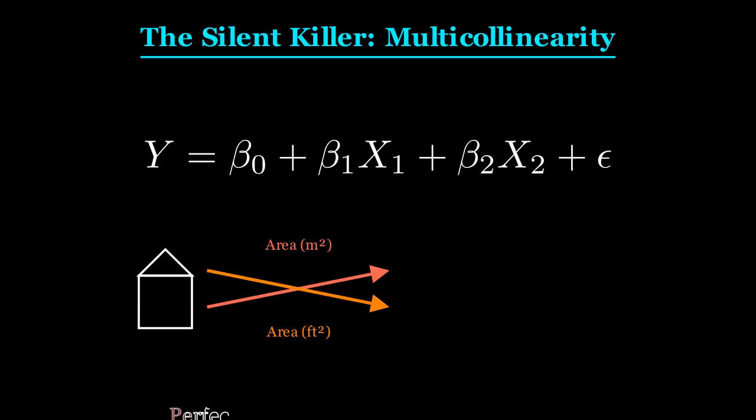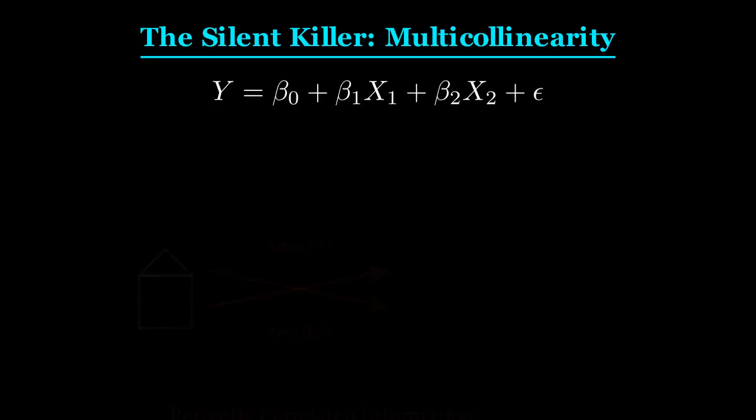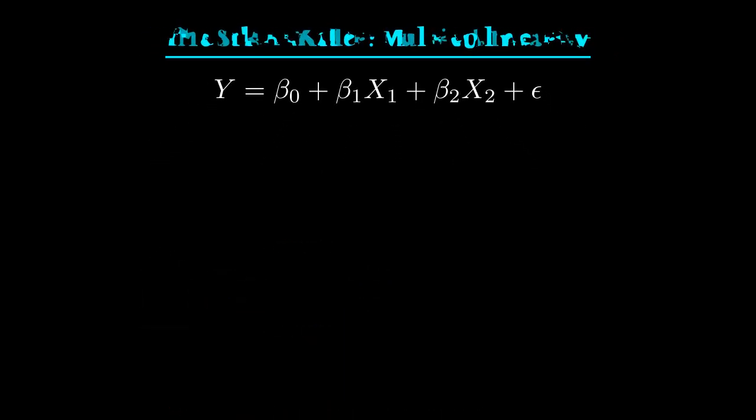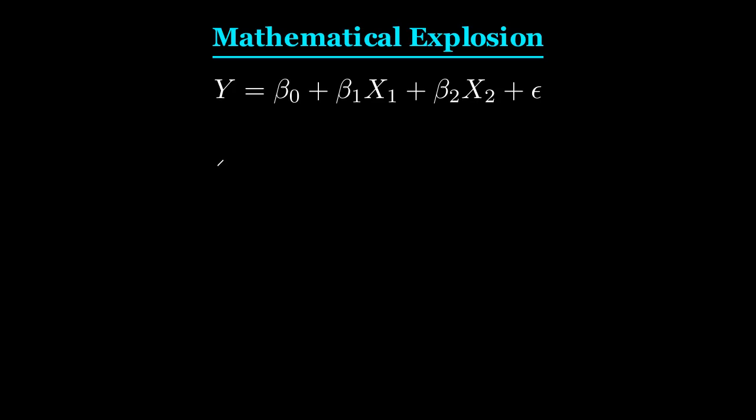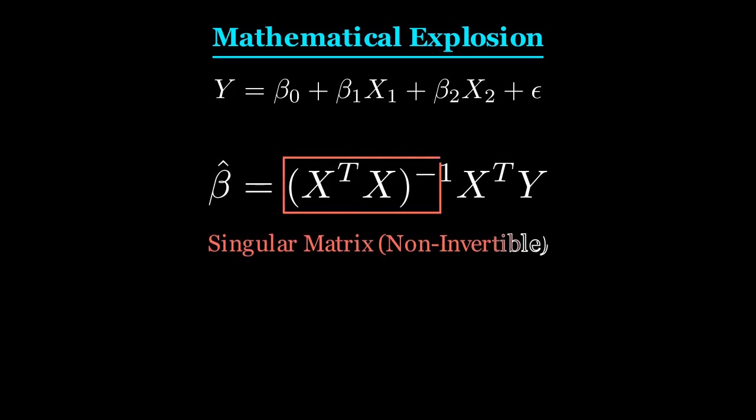Mathematically, multicollinearity explodes the variance of our coefficient estimates. In the ordinary least squares formula, we invert the matrix X transpose X. If variables are perfectly correlated, this matrix is singular and cannot be inverted. If they are highly correlated, the matrix is near singular, making our results extremely sensitive to tiny changes in the data. This is often measured by the Variance Inflation Factor, or VIF.